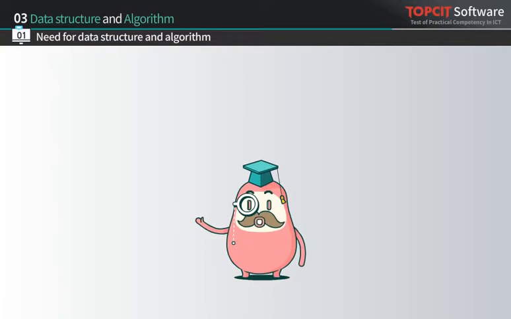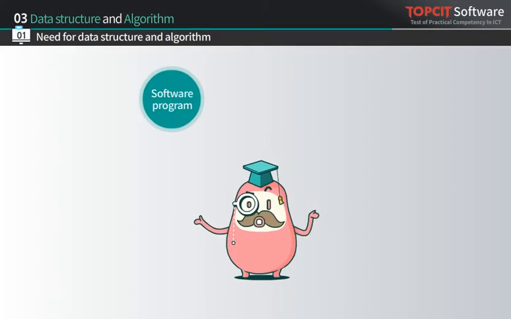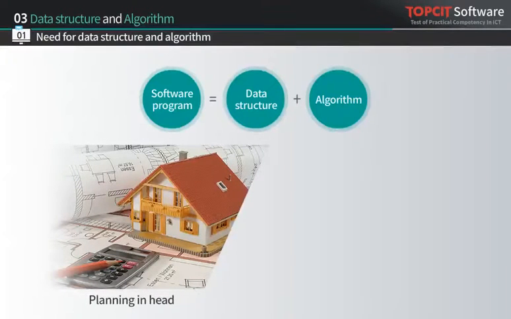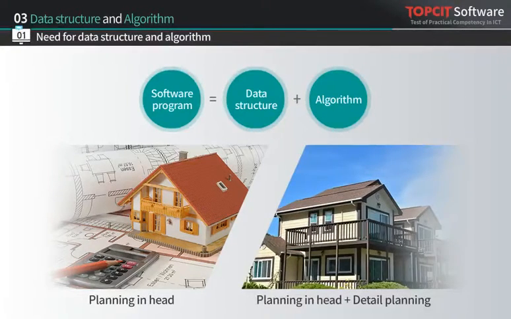Now, let's look at the need for data structures and algorithms. In general, a software program can be simply expressed as the combined output of data structures and algorithms. When you create a toy house, it's not a great matter to develop the building plan in our head, and there is no need to worry even if serious problems arise, because you have not heavily committed the cost of materials. But if you create a large and luxurious house, it's not possible to build it with just planning in our head alone.